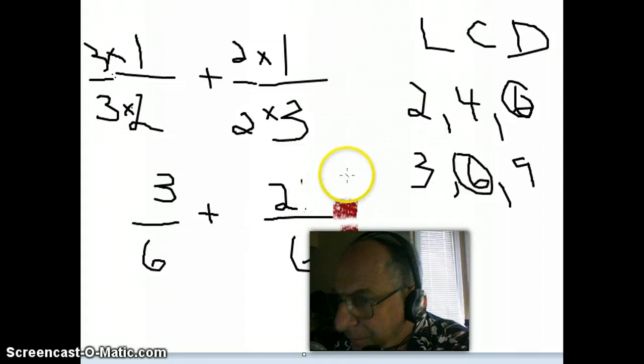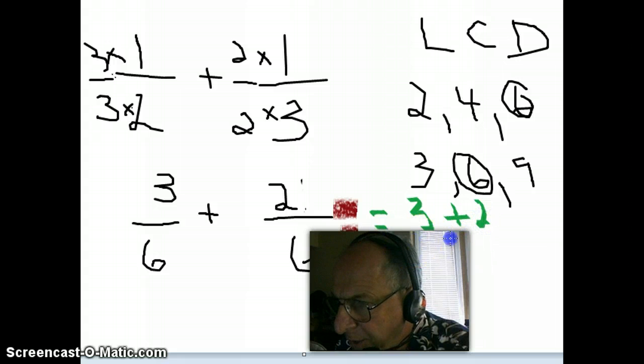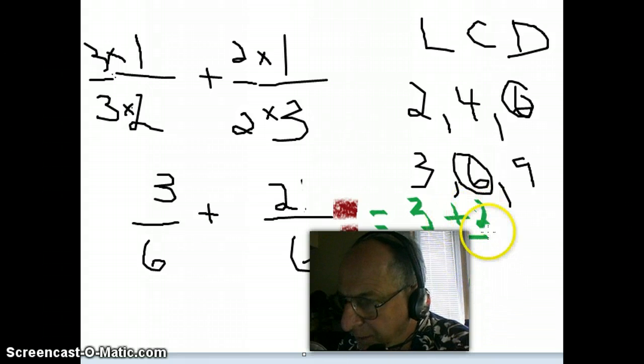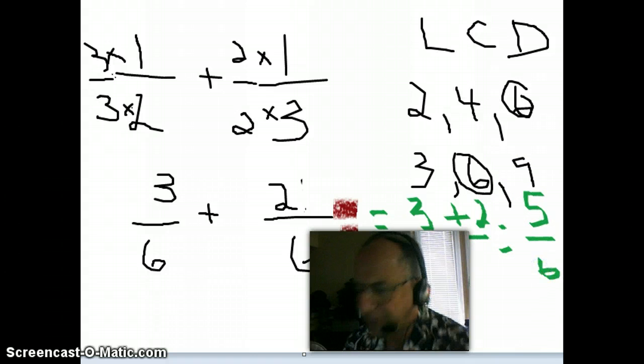There we go. So that would be equal to 3 plus 2. But we don't want to add the 6's together. We don't want to say 6 plus 6 is 12, because remember, when you're adding two fractions together, you need to leave the denominators alone. And then we have 3 plus 2 is 5 over 6, which is the correct answer.